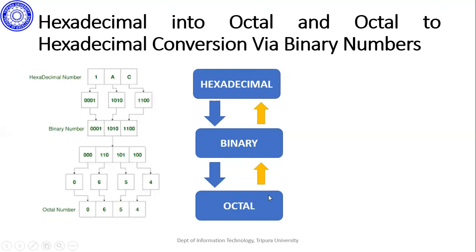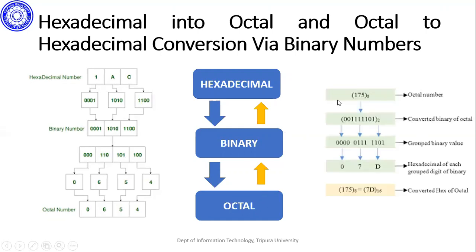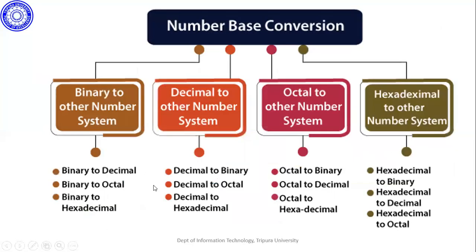The reverse is also possible when you want to convert octal to hexadecimal. 175 base 8 is the octal number. You take the binary conversion: 5 is 101, 7 is 111, 1 is 001. Group them in groups of 4 instead of groups of 3, and convert them into hexadecimal. So like this, 175 base 8 is equal to 7D base 16, or 1AC base 16 is equal to 0654 base 8.